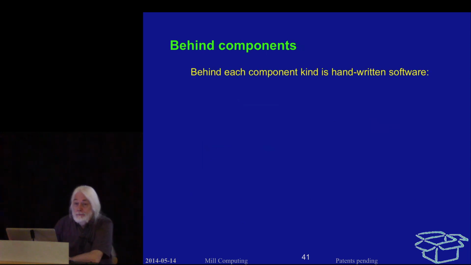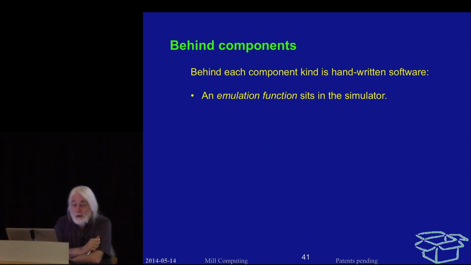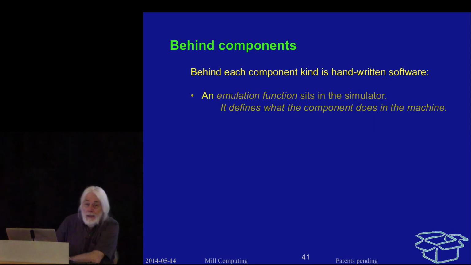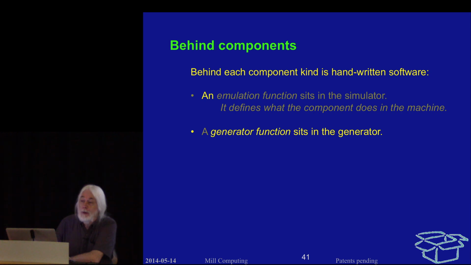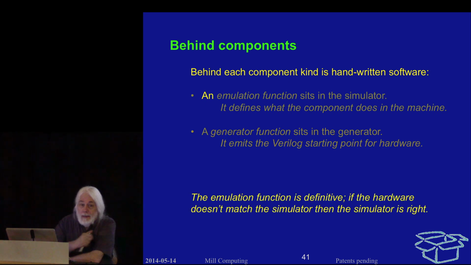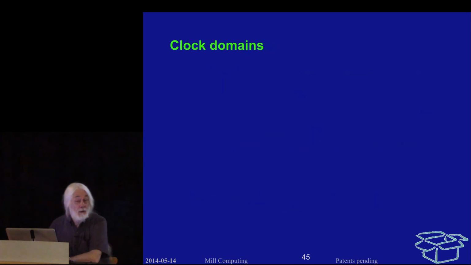Behind the components, each one of those has handwritten software. The sim has to be able to emulate whatever it does. And that handwritten code defines what this component will do in hardware in the machine. It produces the emitted Verilog. And the emulation function in the sim is definitive. If the hardware and the sim differ, the sim is right, no matter how loud they scream.